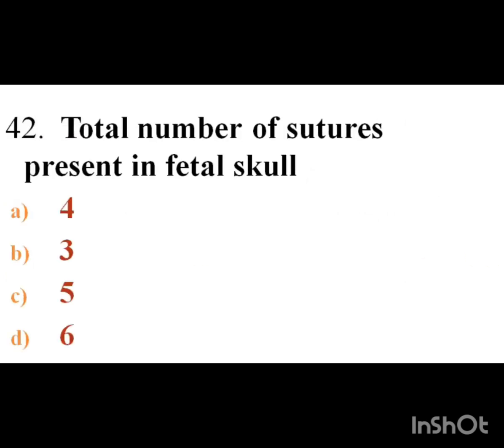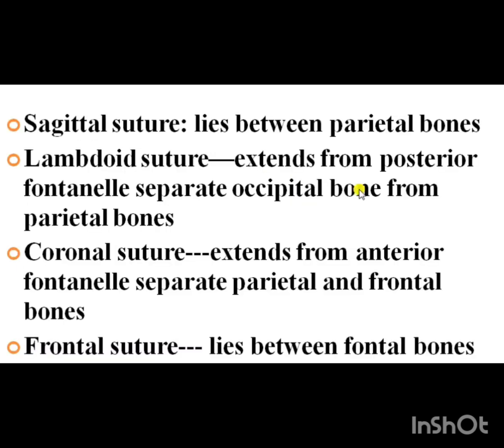Next question. Total number of sutures present in fetal skull. Options: A. 4, B. 3, C. 5, D. 6. Answer is A, 4. So the total number of sutures present in fetal skull is 4. The sutures include the sagittal suture, lambdoid suture, coronal suture and frontal suture.